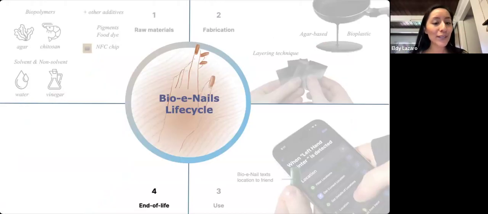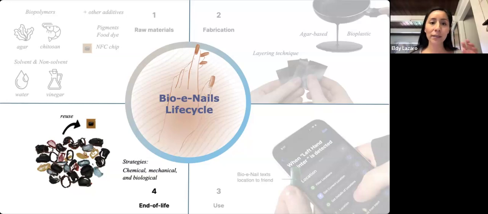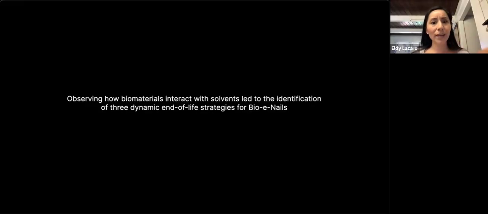But I would like to focus now on the end of life, which is something that came up when we were working with these biomaterials, where we noticed that there can be multiple ways of ending the life of these bioinos. Sometimes these strategies will enable reuse, or repurposing, or composting. So observing how biomaterials interact with solvents led to the identification of 3 dynamic end-of-life strategies for bioinos.